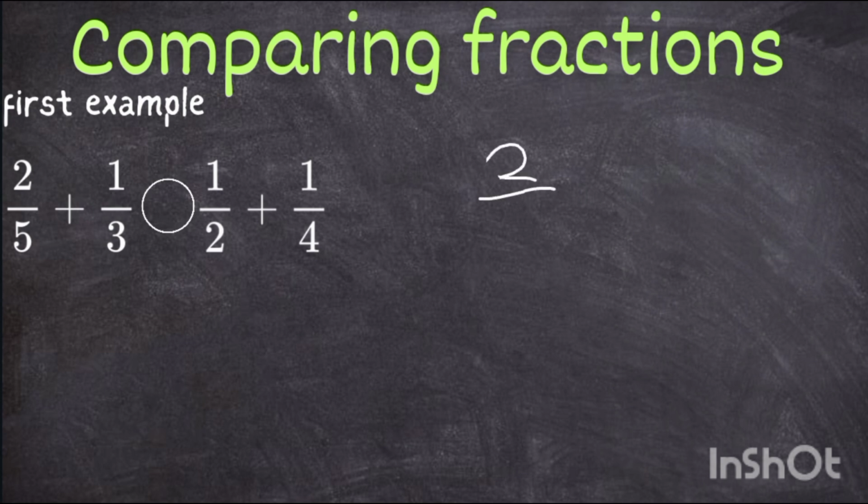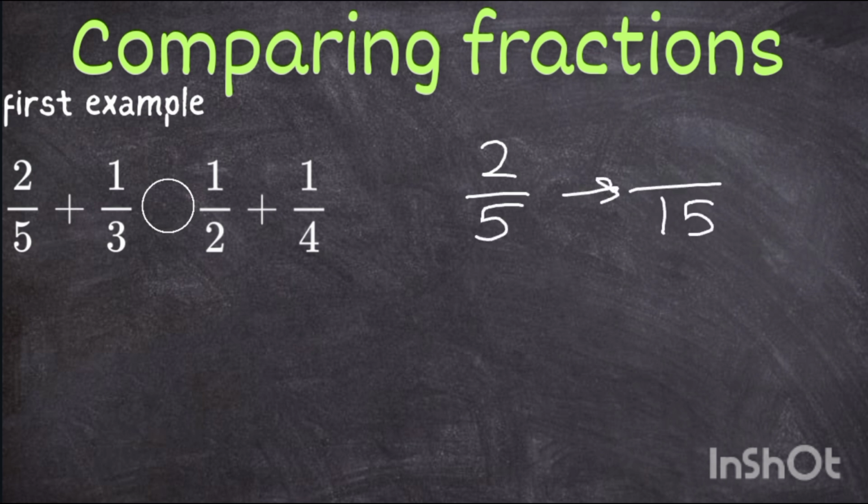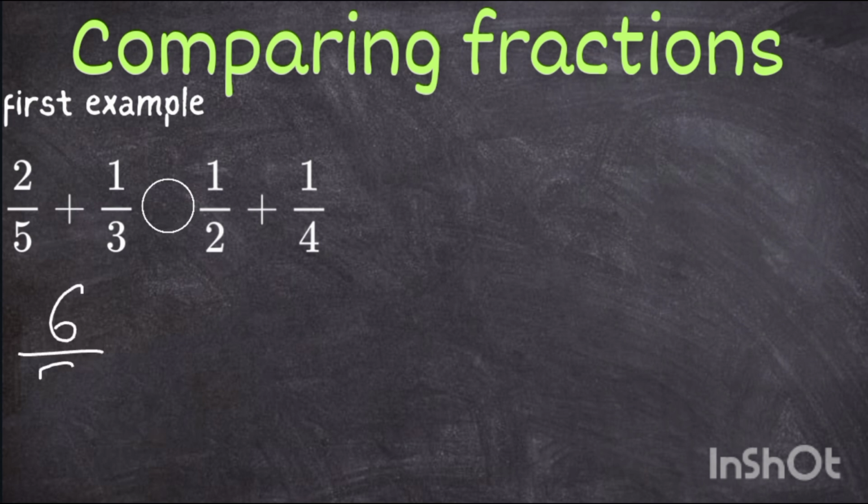So let's convert 2 by 5 with the denominator of 15. We need to see what we'll multiply with 5 to get 15. If we multiply 5 with 3, we are going to get 15, right? Whatever we multiply in the denominator, we need to multiply in our numerator. So 3 multiplied by 2, we are going to get 6. It means 2 by 5 can be converted to 6 by 15. So our first fraction is 6 by 15. I'm going to write it over here, 6 by 15.